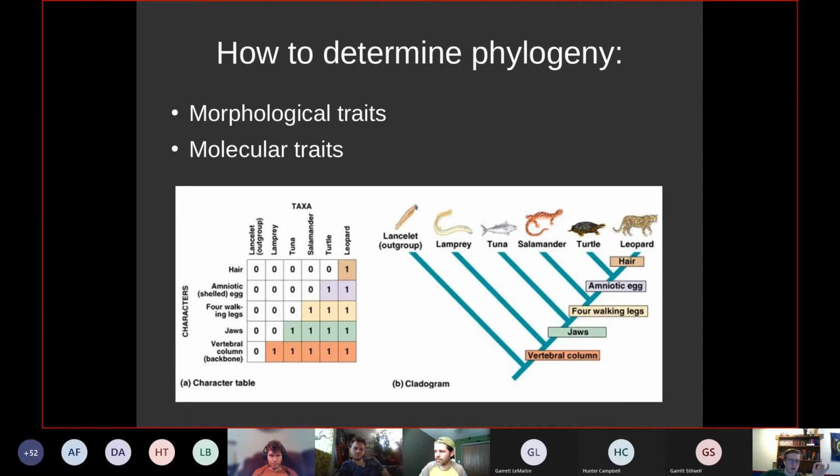So how would we know that the lancelet has this common ancestor since it doesn't share any of those traits? It's the outgroup. It's the weird one that doesn't share any of those traits. And so we just put it there to look at the relationship of these to each other. It gives us a monophyletic group of lamprey, tuna, salamander, turtle, and leopard. By its nature, the outgroup is something that we're not interested in or maybe don't know enough about.